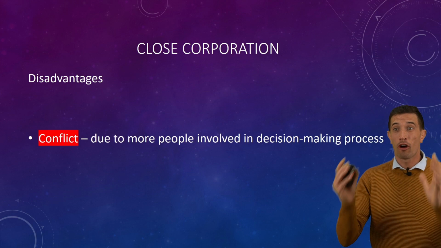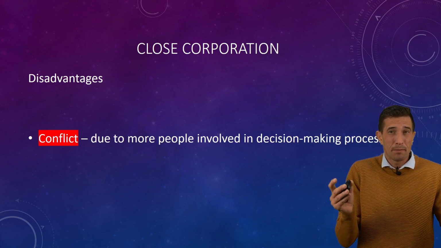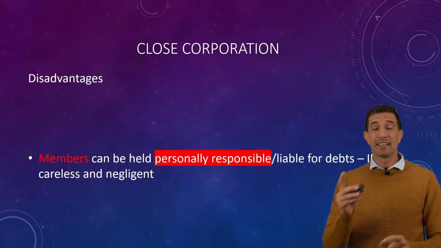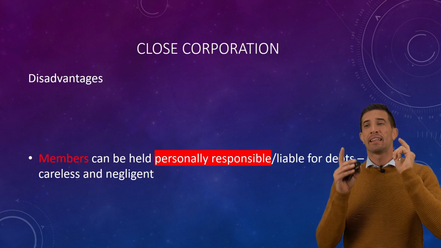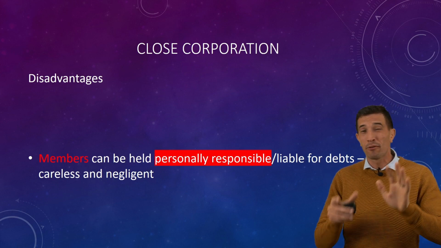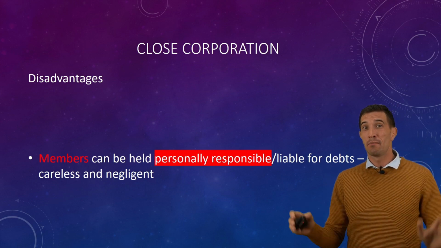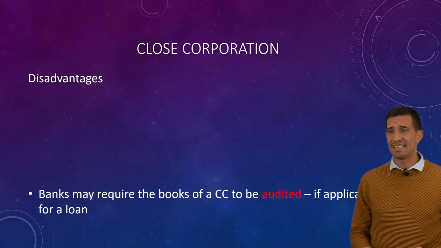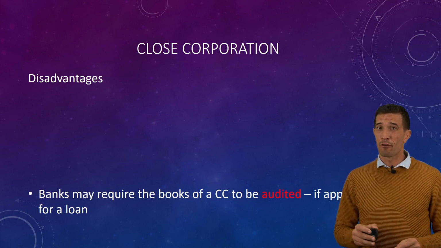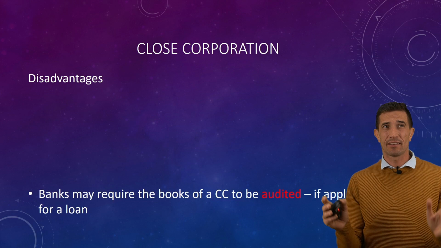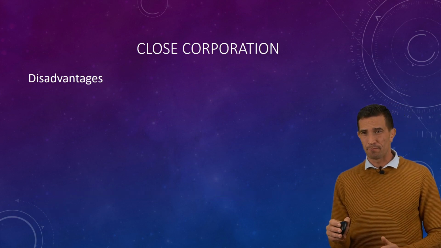There can be a lot of conflict because now when there are people, they need to make decisions. It leads to conflict. Members can be held personally responsible only if they have been careless or negligent, or if they are more than 10 people for 6 months or more. Then their liability clause can fall away. And the banks may require the books of a CC to be audited if you apply for a loan, which can be to your disadvantage, but it's costly and it takes time.